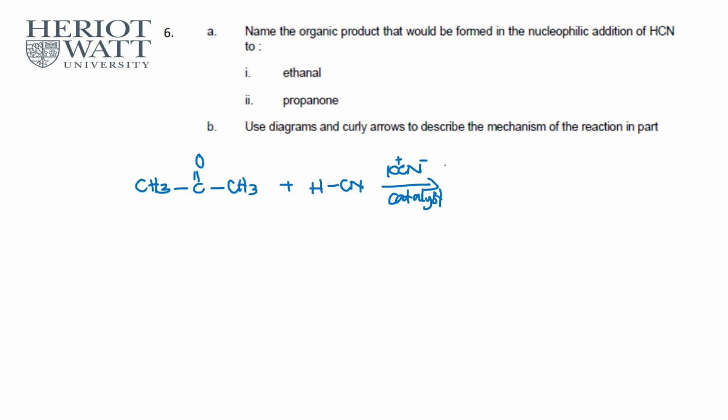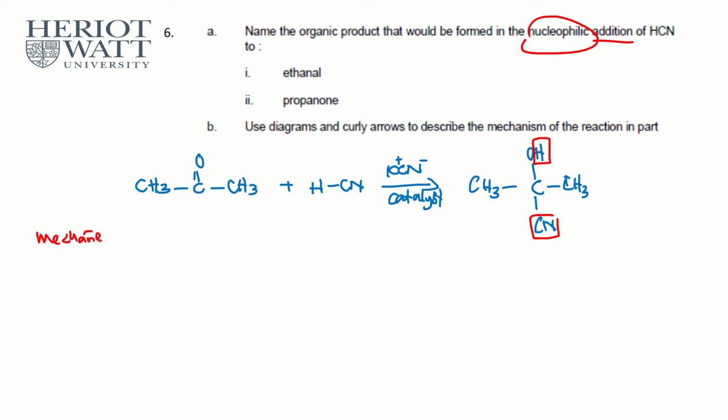Again, K+ CN- is an ionic compound, and then you will get CH3, C, the O becomes OH. Here is the CN, and here will be the CH3. Now, just highlight this: I've added the H and the CN into the structure. That's why they call it addition, and it's due to the nucleophile. The catalyst remains unchanged, HCN has been added into it. So what happened to the mechanism? The mechanism should look like this.